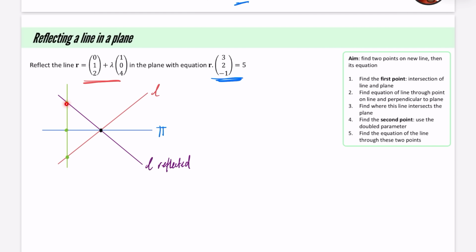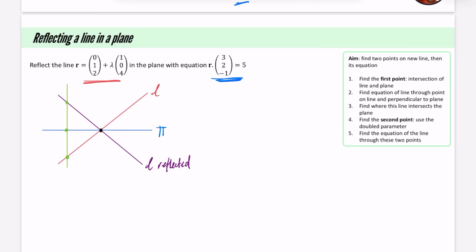To find this second point, we use the doubled parameter. Whatever this parameter is, we're going to go to the other side of it as well. And then once we've got this coordinate and this one, we find the equation of the line through these 2 points that we've got here. Got it? Right, let's see how this works out.